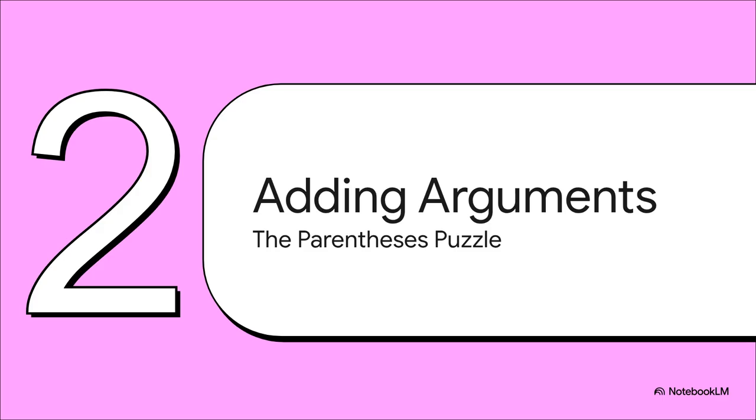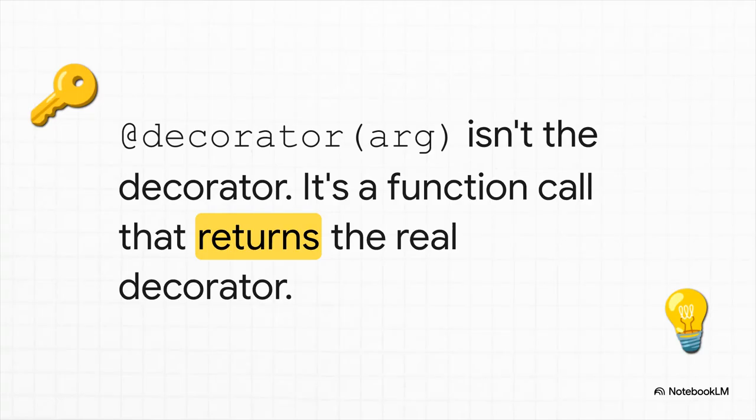What in the world happens when we throw those parentheses and arguments into the mix? Okay, here it is. This is the secret. That line with the arguments, it's not actually the decorator. It's a function call, a function call that returns the real decorator. So Python sees that line, runs the function first, and then it takes whatever function it gets back and applies that as the decorator. It's a two-step process.